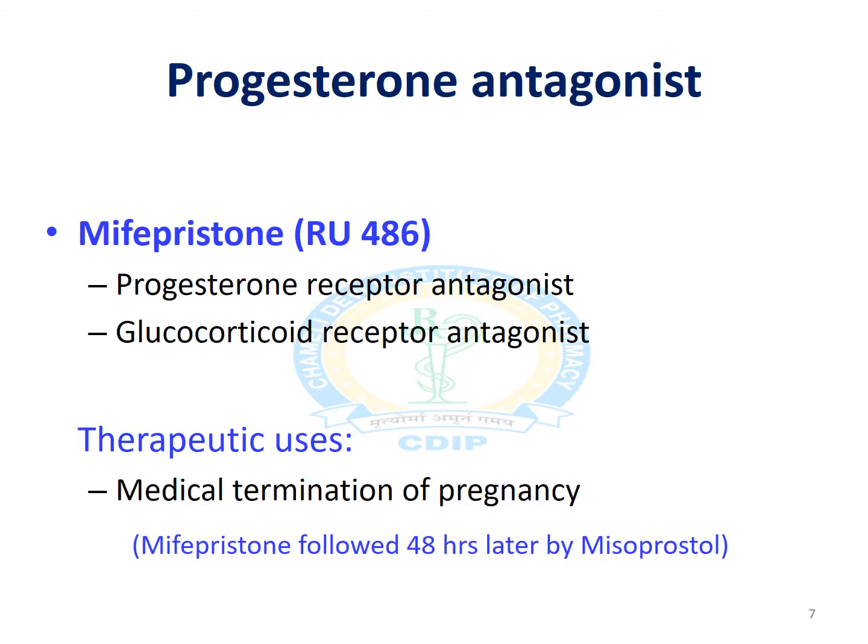Then we have the next category, progesterone antagonist. In this we have mifepristone, which is very common. Its number is RU486. It is a progesterone receptor as well as glucocorticoid receptor antagonist. It is basically used in medical termination of pregnancy. For that, mifepristone should be followed 48 hours later by misoprostol.